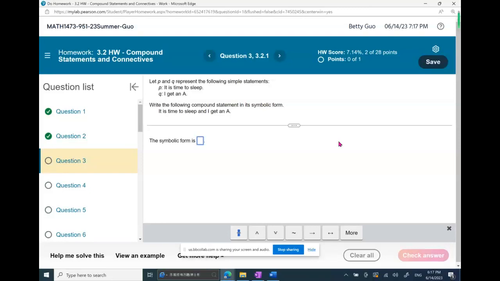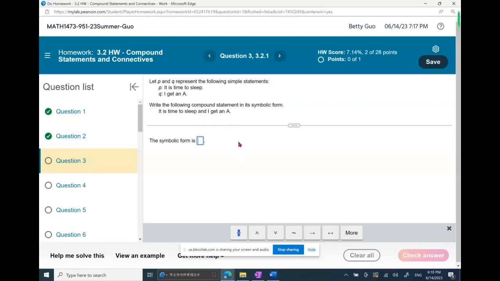To be a sound statement or argument is very strict. You don't have to worry about the meaning. Just think about the logic. Don't spend time trying to figure out what it even means. It's time to sleep and I get an A, it seems like the two things are not related, right? This is simply a compound statement.